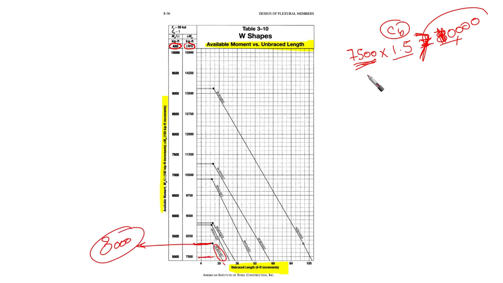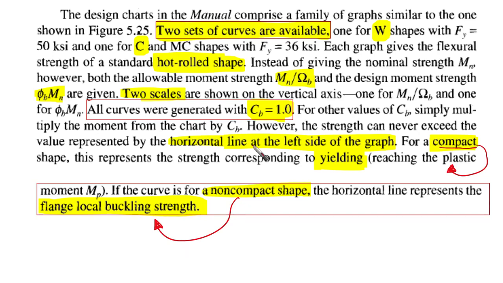So whenever you multiply whatever the required strength by 1.5, which is the value of Cb, and the total value is going to be higher than the plastic moment. This is Mp, plastic moment, the horizontal line. I'm talking about the horizontal line. If you are talking about this curve, for example, this means that you need to limit your strength by this value. Okay, you need to limit your strength by this value. I'm going to show this in the example, so do not worry about this.